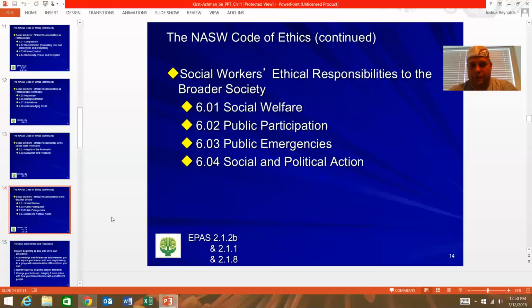That was to the profession, and this is to a broader society, to social welfare, to the well-being of the folks living in our communities, participation in the public process, and that involves everything from voting to self-advocacy to other things like that as well.